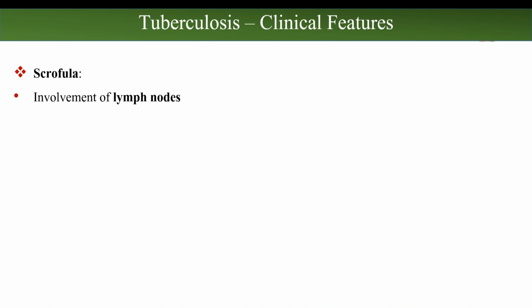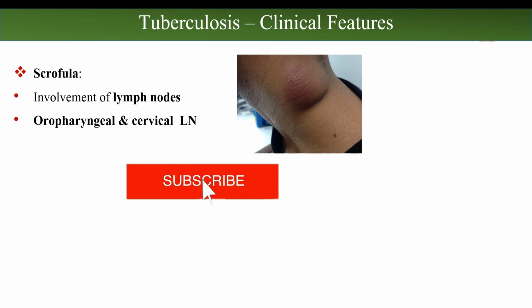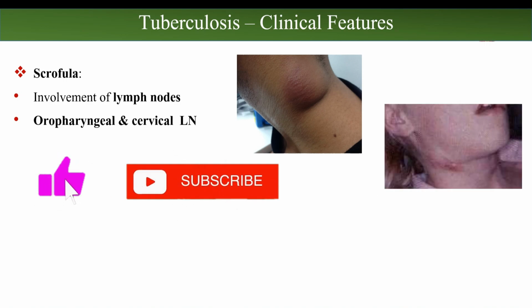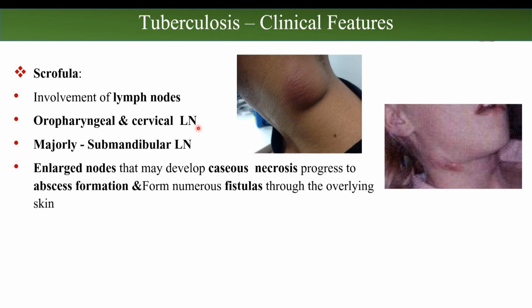Another important feature, which again as dentists we must know, is called scrofula, where there is involvement of the cervical as well as the oropharyngeal lymph nodes. So you can see in the picture how the cervical lymph nodes and the oropharyngeal lymph nodes are involved, and even submandibular lymph nodes are involved in this scenario. And these enlarged nodes can develop caseous necrosis.